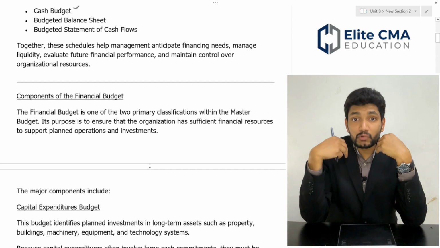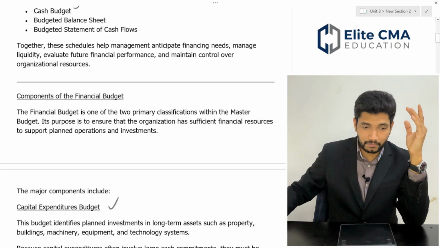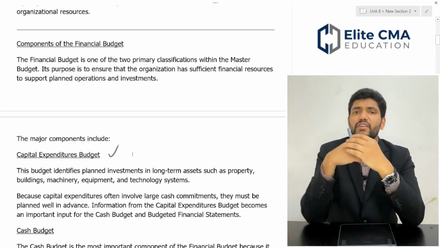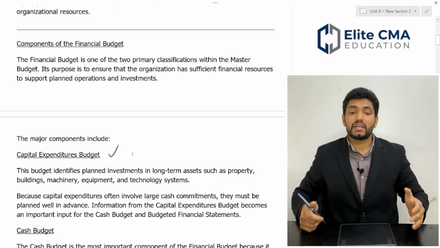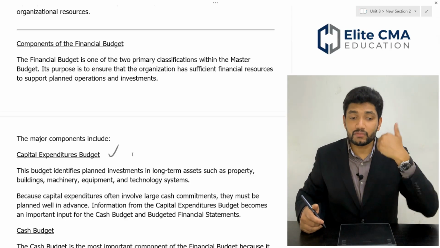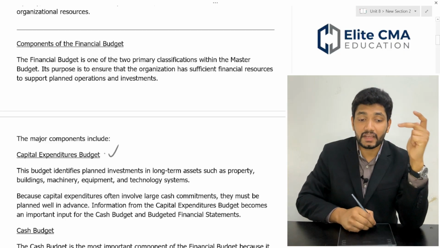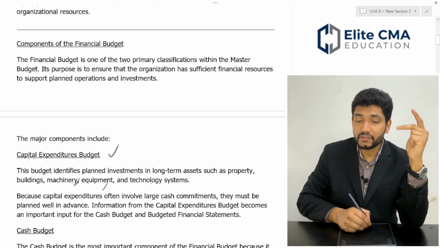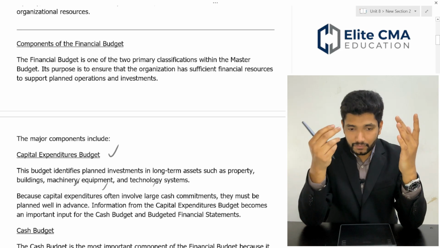Now let's move into the components of the financial budget. The first one is the capital expenditure budget. What is capital expenditure? Capital expenditure, or what we call capex, is the investment or planned investment in long-term assets like property, building, machinery, equipment and technology systems. This is the investment in assets.